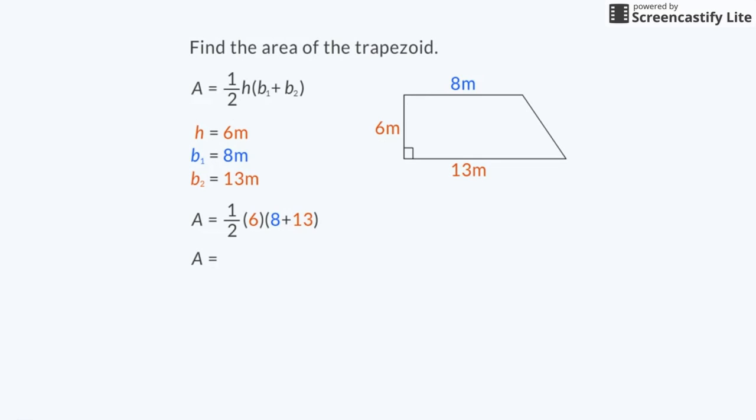I multiply 1/2 times 6 to get 3. Then I add 8 plus 13 to get 21. So I now have A equals 3 times 21. I multiply 3 times 21 and get 63. This is an area, so meters times meters is square meters. The area is 63 square meters. The areas are the same using both methods.